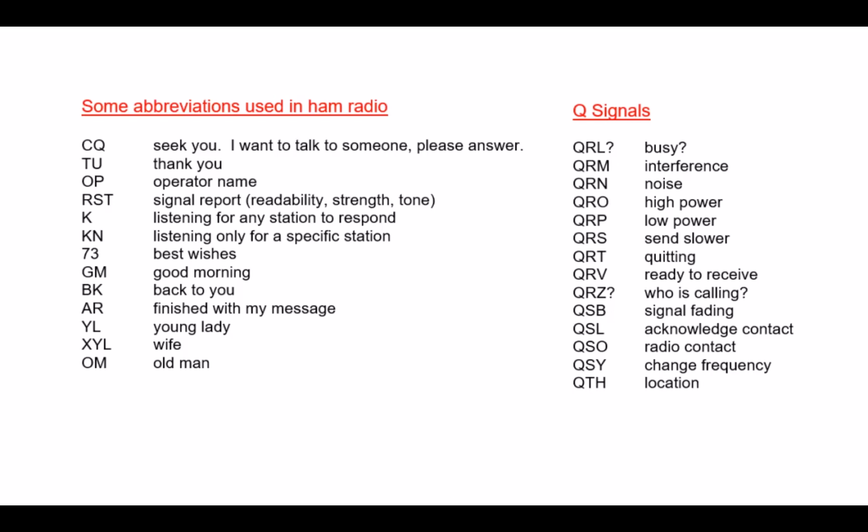Now there's other abbreviations used in ham radio. The letters CQ literally mean seek you. I want to talk to somebody. Someone please answer. TU for thank you. OP is operator's name. Of course, RST we've talked about before is the signal report. It stands for readability, strength, and tone. K means you're listening for any station to respond. KN for only a specific station to respond.